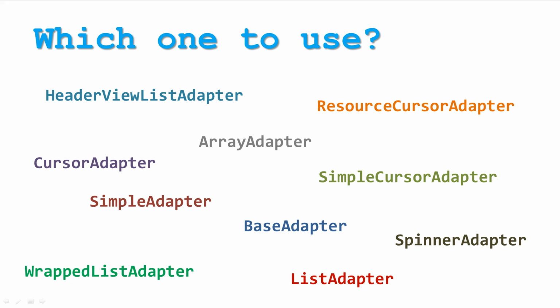If you examine the API, you realize there are quite a few adapter interfaces, abstract classes and implementing classes. It is easy to get confused which one to use when. We'll try to sort them out.